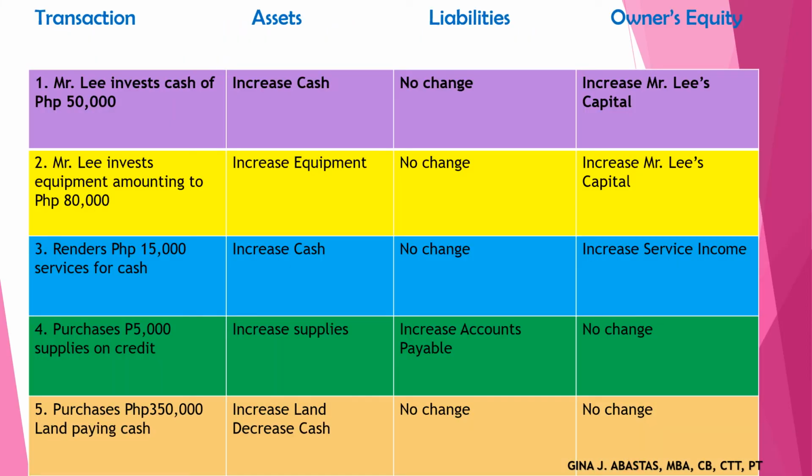So the following details will include the amount and the account affected in illustrating the effects on the accounting equation. Notice that the accounting equation is always balanced in every transaction, such that assets are always equal to liabilities and owner's equity. So, assets equals liabilities plus owner's equity.